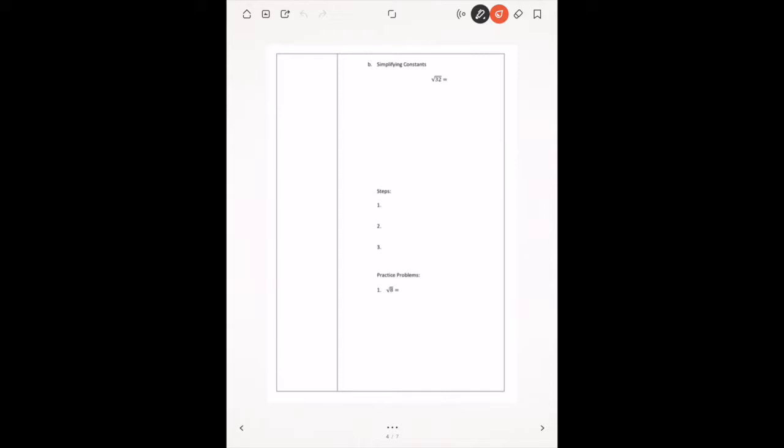So let's take the square root of 32. I'm going to show the first technique, which is a very common way to do it. For the square root of 32, I am going to use the multiplication property of radicals. What we're going to do is break up 32 into two numbers multiplied together. Well, what two numbers should I pick?